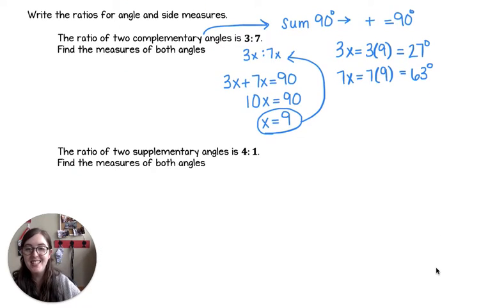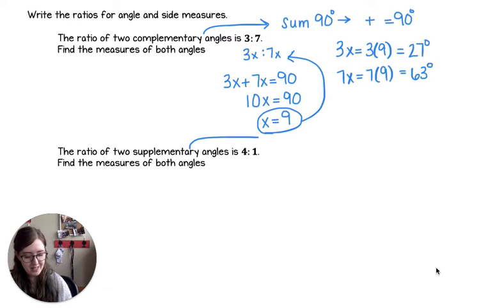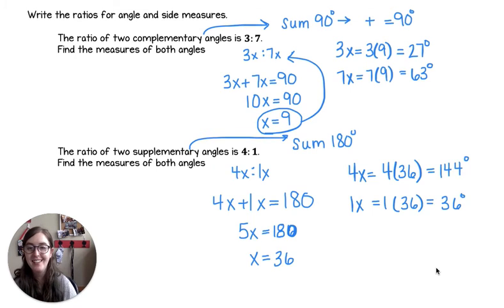Okay, so on this next one, now we're talking about the ratio of supplementary angles. So remember last time we were together, we talked about how supplementary angles have a sum of 180 degrees. So go ahead and solve that problem, please.